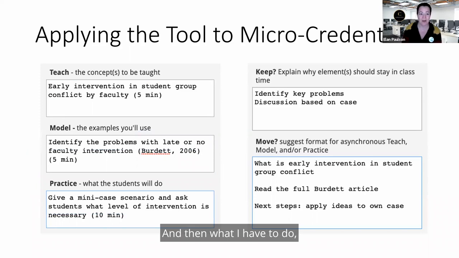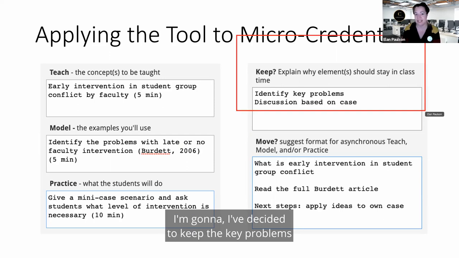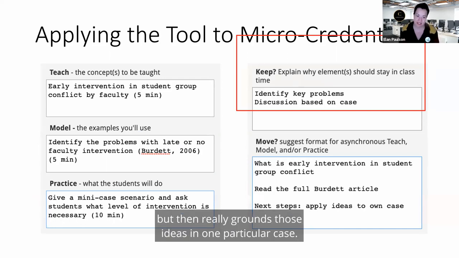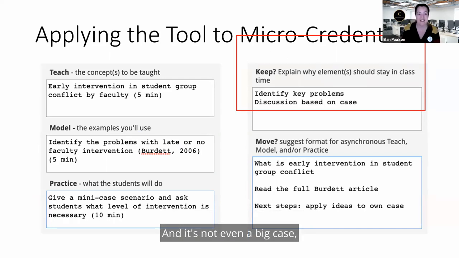And then what I have to do in order to continue thinking through how to apply these concepts and these principles to this micro-credential is, I've decided to keep the key problems with late or no intervention, but then really ground those ideas in one particular case. And it's not even a big case, it's a little mini case scenario.